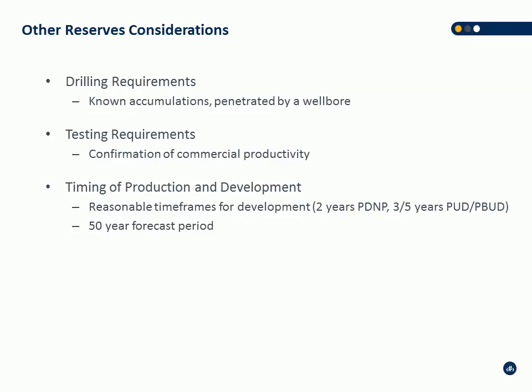Timing of production and development, we talked a little bit about that. Two years for PDNP. There is an exemption to that if the proved developed non-producing formation is an uphole formation in the same wellbore, and it's just waiting on completion or depletion of the other zones, then you can book PDNP entities that are 15 years out if that's when the forecast for the currently producing zone ends. And then three years proved and five years probable for most applications under COGEH.